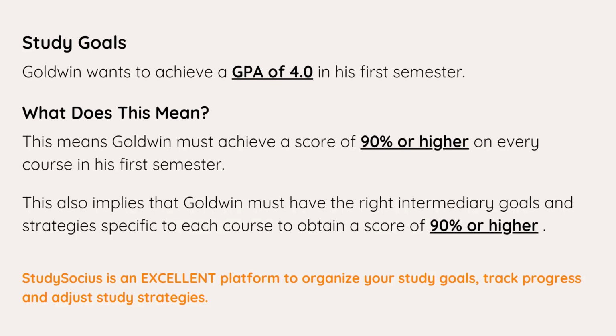So how StudySocius comes into the picture is that it is an excellent platform to organize your study goals, track progress, and adjust study strategies as you go throughout your semester. So I'm now going to go back into the StudySocius platform, and we're going to look at how you can add some of these goals that will help Goldwin achieve his ultimate primary goal of getting a GPA of 4.0 if he follows and executes those strategies.